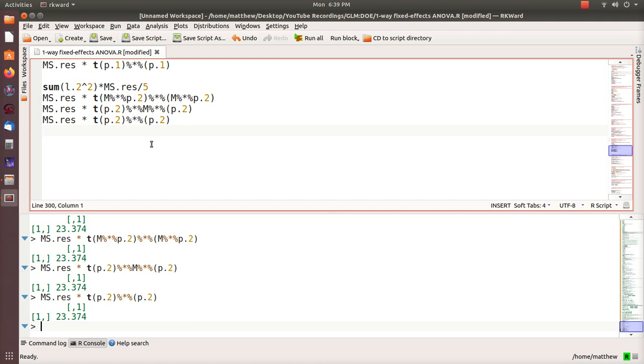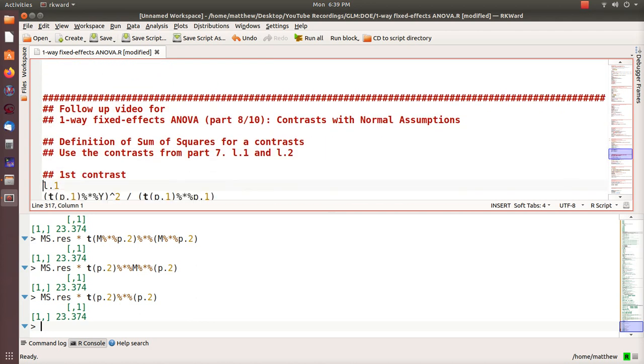Now in the next video we look at part 8, where we assume that the contrasts have a distribution. We assume that the y's are normally distributed, or the error term is normally distributed, and then we can start doing F-tests and p-values, and this will be part of the ANOVA table next time.